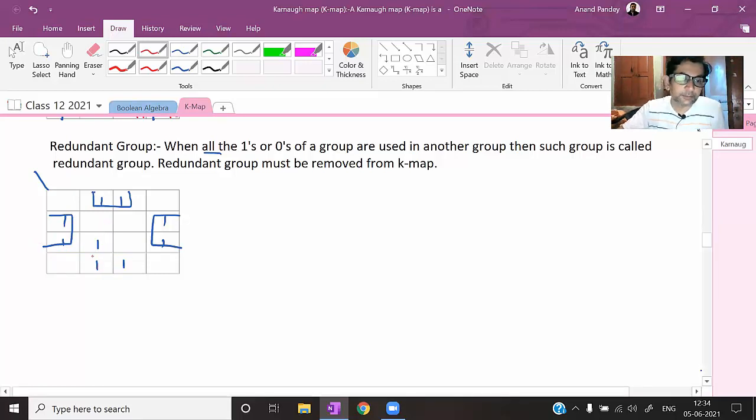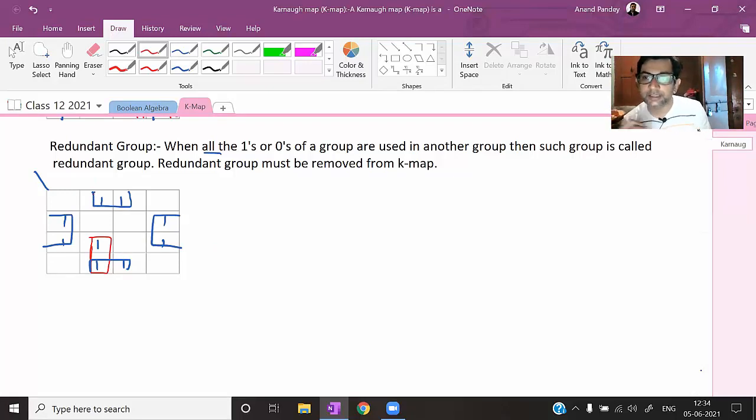Okay. So if you are drawing like this only, consider I am not making the horizontal one, I am making the vertical one. Now redundant group has been removed. अब देखो कोई redundant group नहीं है. Okay. In case of quad, if all four ones have been used by another group, then that is called redundant group.